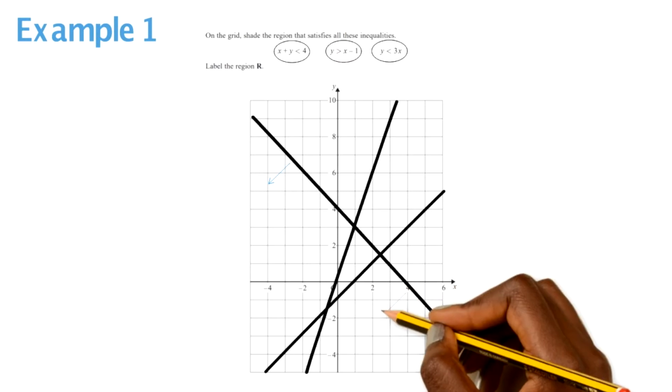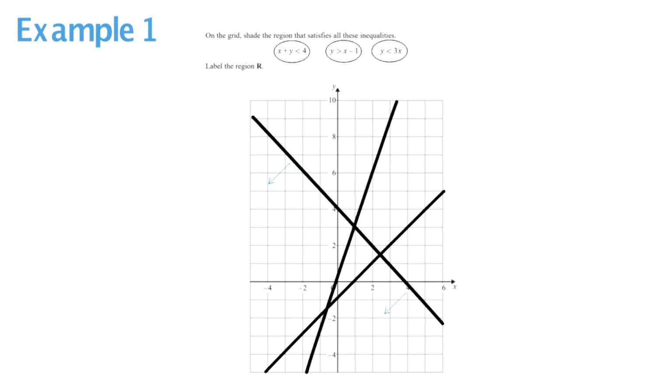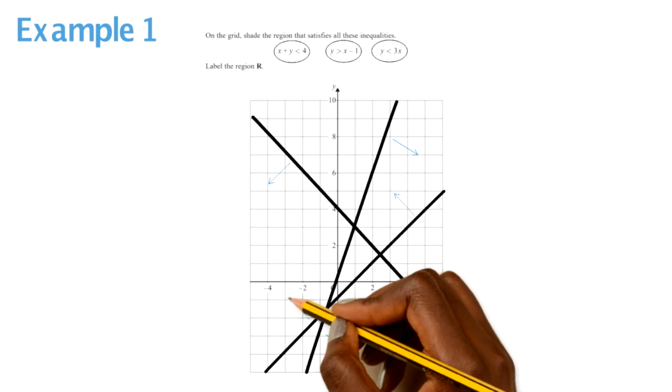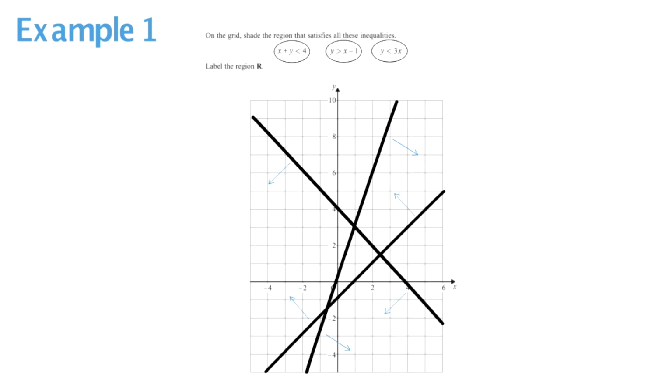So the x plus y is less than 4 would cover those areas covered by the arrow. The y is less than 3x would cover those areas, and then the y is greater than x minus 1 would cover those areas. As you can see, notice how they all form this triangle, and that's your region R. And that's that.